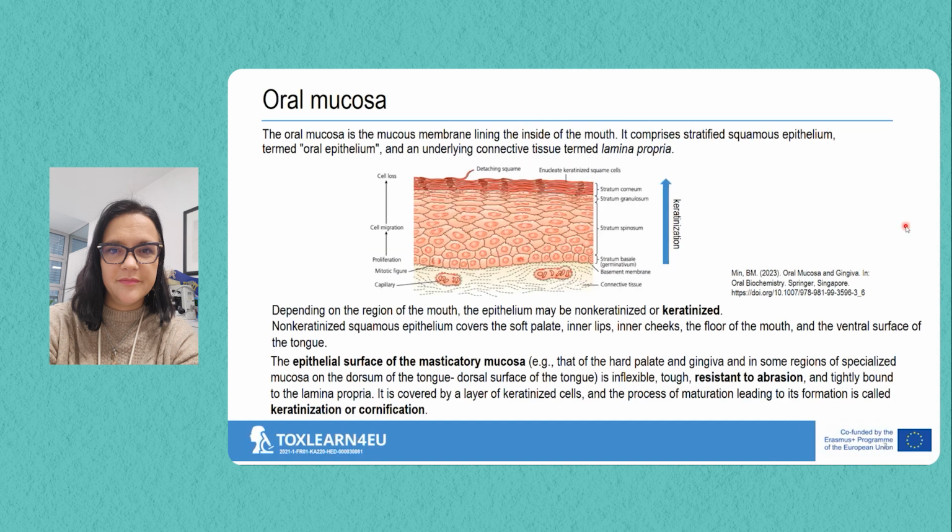Before we start to speak about the buccal cells, I need to explain some details about the oral mucosa by itself. So oral mucosa, as you can see here, is the mucous membrane that is lining the inside of the mouth. It has actually been divided in two parts. The first part is the lower part, the connective tissue, and the other part that is closer to the surface is called oral epithelium.